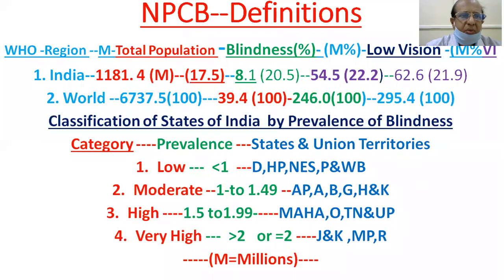Coming to how blindness and low vision are distributed in India and in the world. Blindness is 39.4 million in the world and 8.1 million in India. And low vision in India is 62.6 million and in the world 295.4 million. So these are the figures.